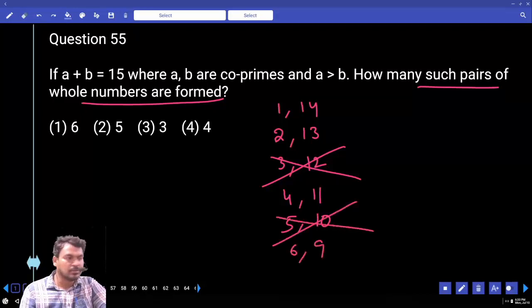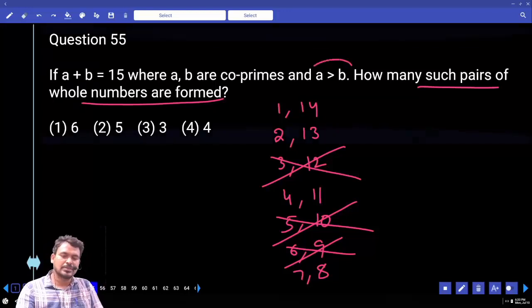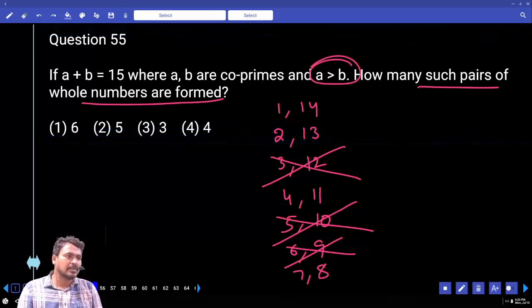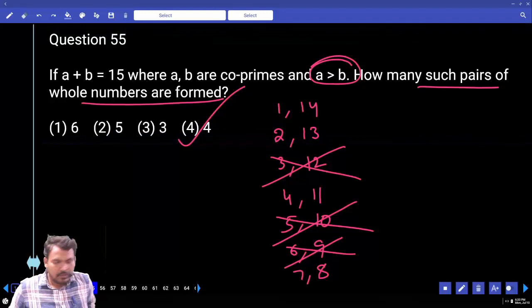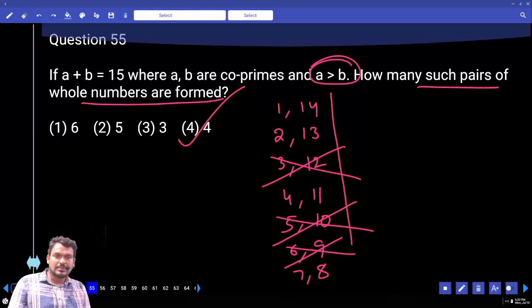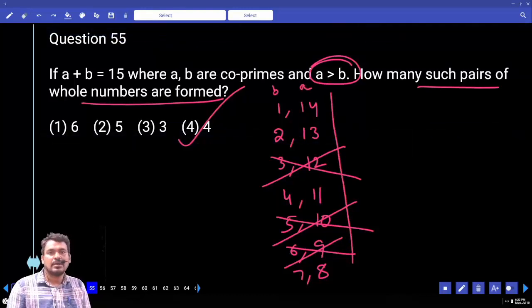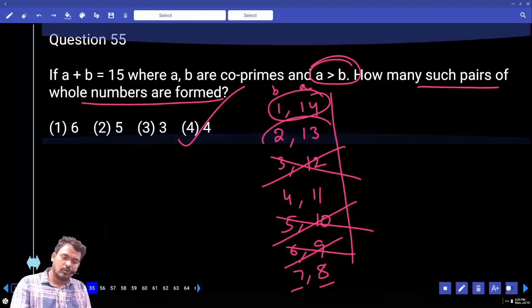Next 6 and 9 possible? No. Common factor 3. But we require only 1. Next 7 and 8. What is the common factor? 1. What is the number of pairs? 4 pairs. Because A must be greater than B, how many pairs are possible? 4 pairs. If you take 8 comma 7, it is already counted as 7 comma 8. So how many pairs are possible? 4 pairs.